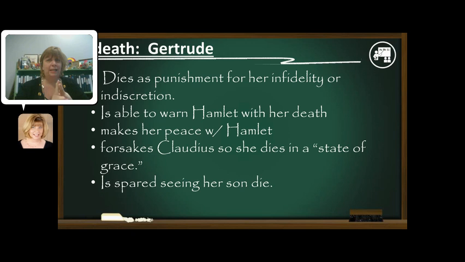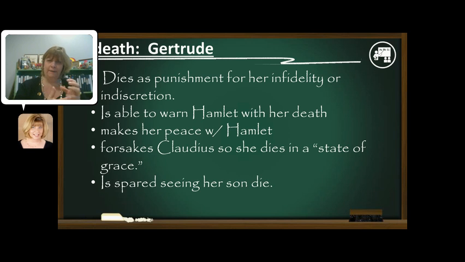However, when she does die, she is able to warn Hamlet. So she's able to say at the very end, Hamlet, watch out, something's happening. So she has a purpose in her death, and she does make peace with Hamlet before she dies. We see that whole scene before the fight scene with Laertes, where Hamlet goes to her bedroom and convinces her that she shouldn't sleep with Claudius anymore, to abandon his bed, and she does.